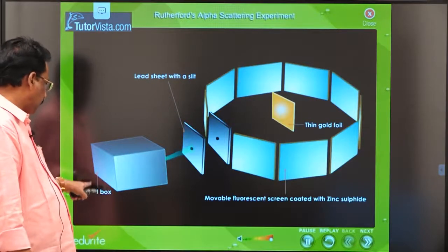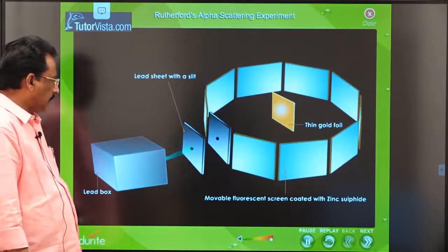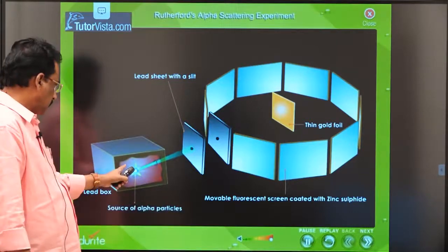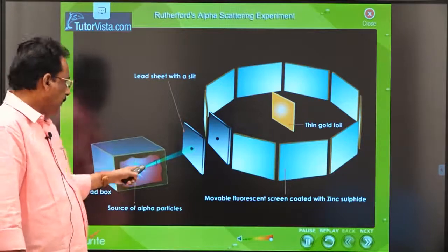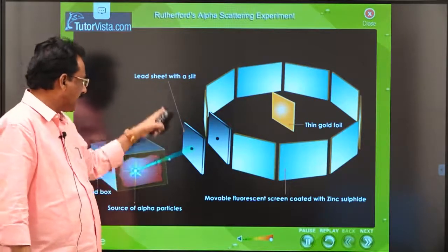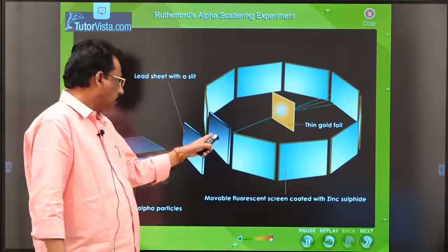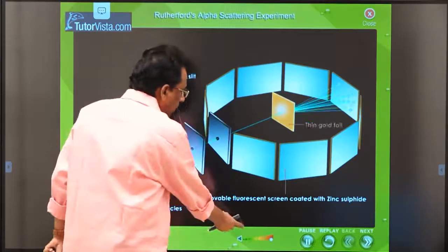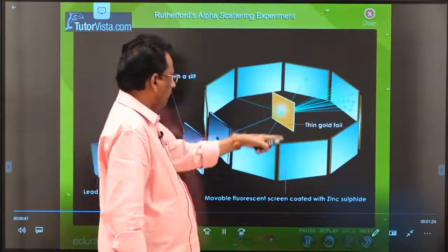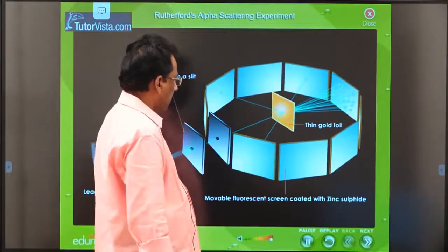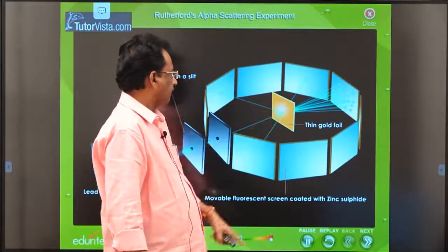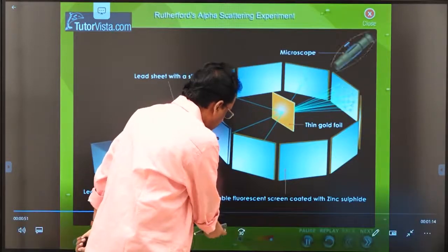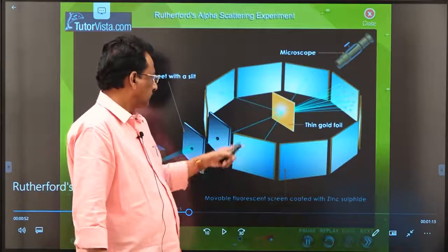This is the source of alpha particles. Generally, a radioactive element like polonium emits the alpha particles. These are alpha particles. They are made into a thin beam by using a lead slit, and then the thin beam of alpha particles is made to fall upon a thin gold foil. This is a gold atom.